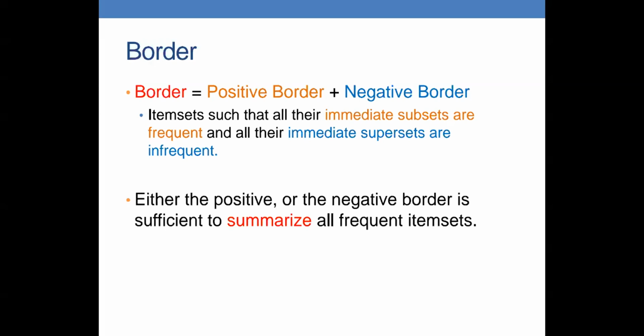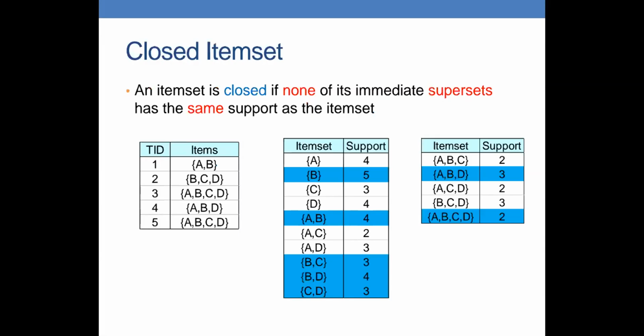Frequent item sets are those where all their immediate subsets are frequent, and item sets such that their immediate subsets are frequent, and all their immediate supersets are infrequent. Either the positive or negative border is sufficient to summarize all frequent item sets. So here, see here, this is the overall example of the particular algorithm, that is the Apriori algorithm, that we have to represent.